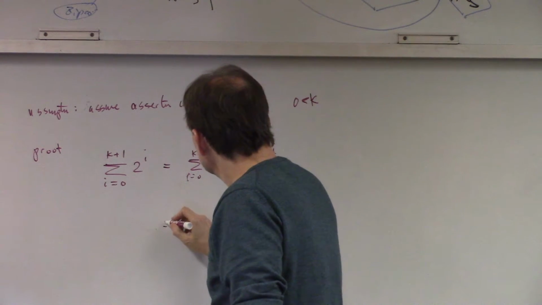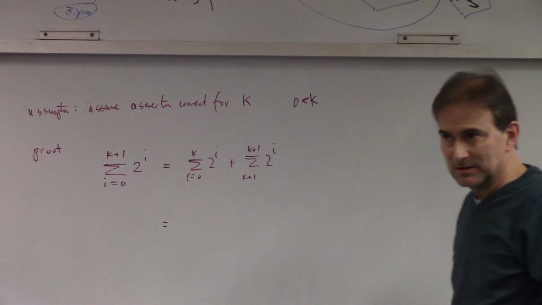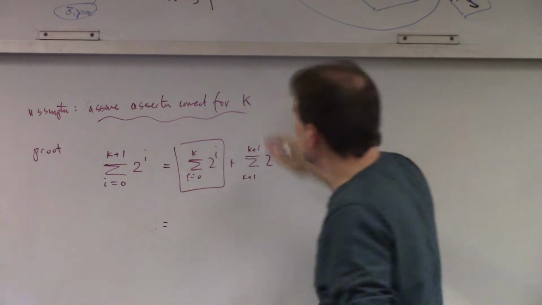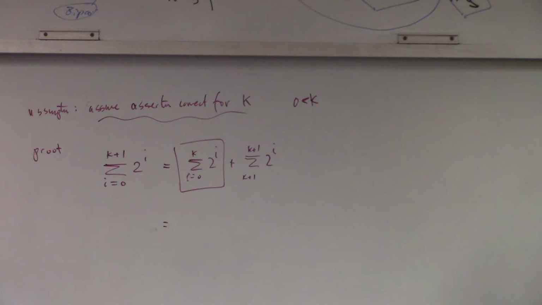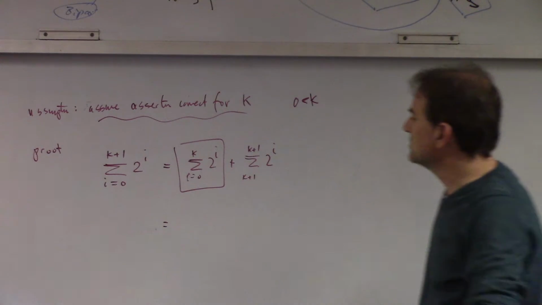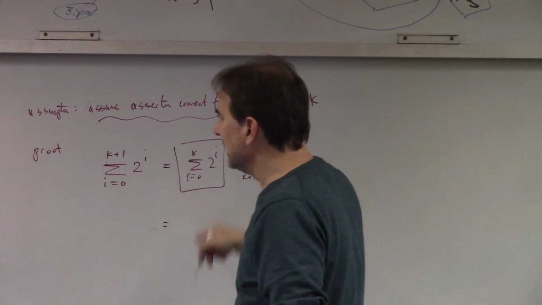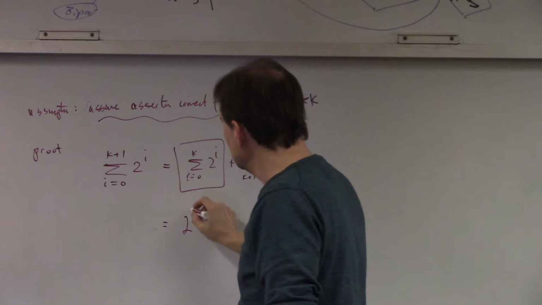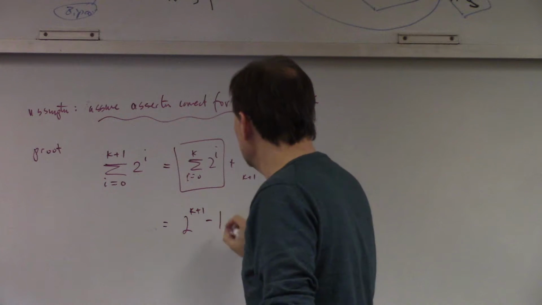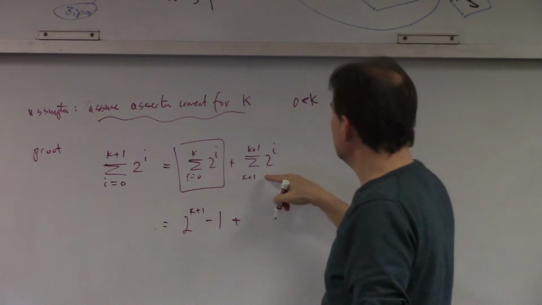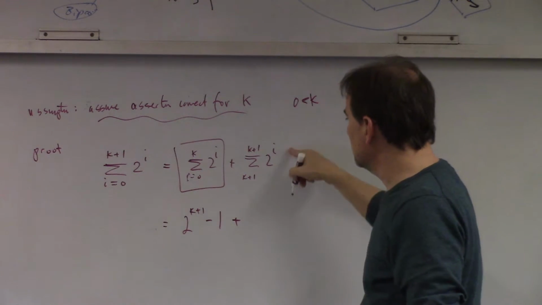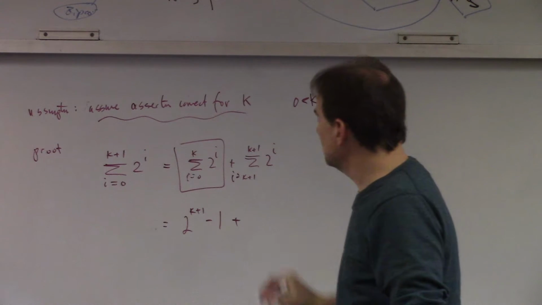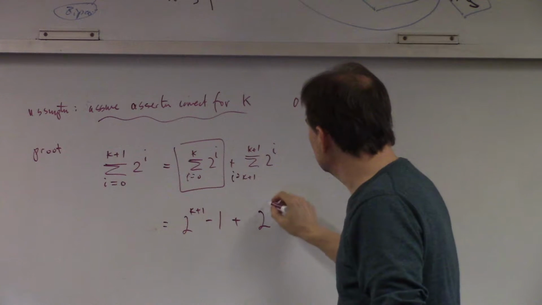And so the summation from 0 to k is completely covered by the assumption, which says it's correct for k. Which means that the summation from 0 to k of 2 to the i is going to be correct. So therefore, this will equal what? 2 to the k plus 1 minus 1, plus the summation from k plus 1 to k plus 1 of 2 to the i. But we know that's only one term where i is equal to k plus 1. So this is equal to 2 to the k plus 1.